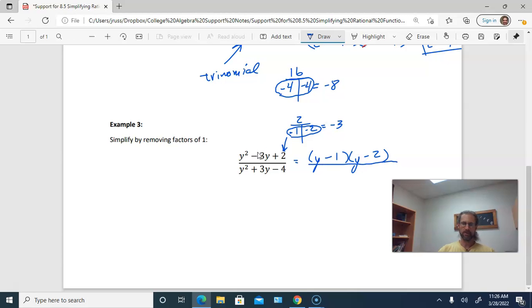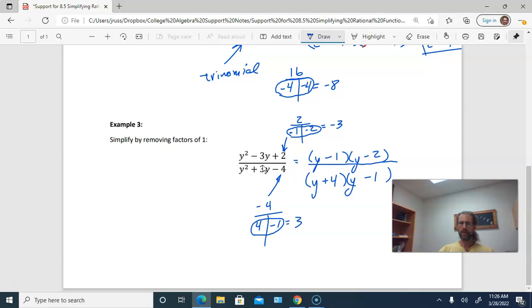And then as far as the trinomial on bottom, it's very similar. We still need y times y. But now we need factors of negative 4 that when summed will give us a positive 3. So I'm thinking positive 4 times negative 1. So, you know, you may have to try a few in your calculator until you find the combination that works.